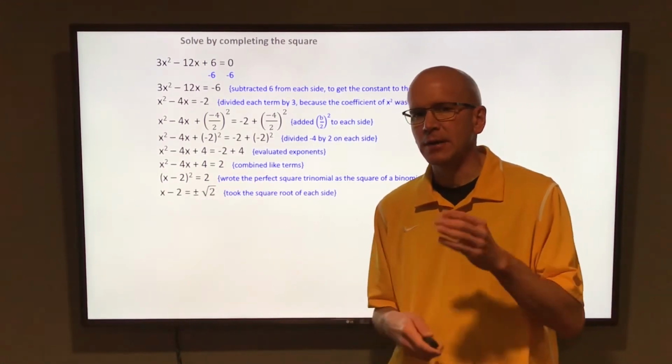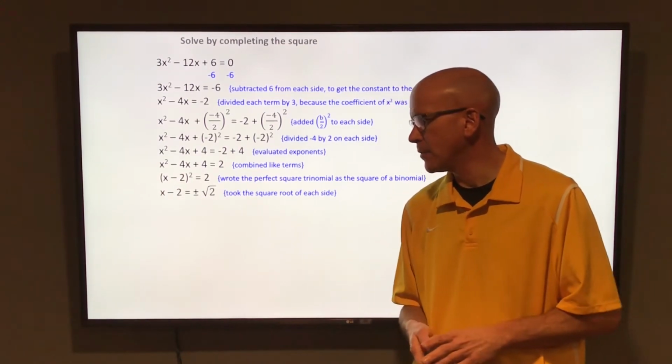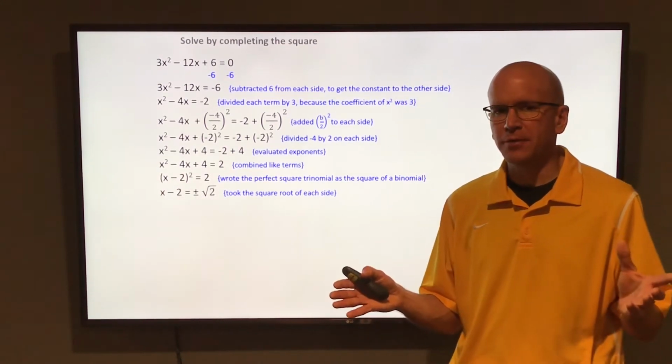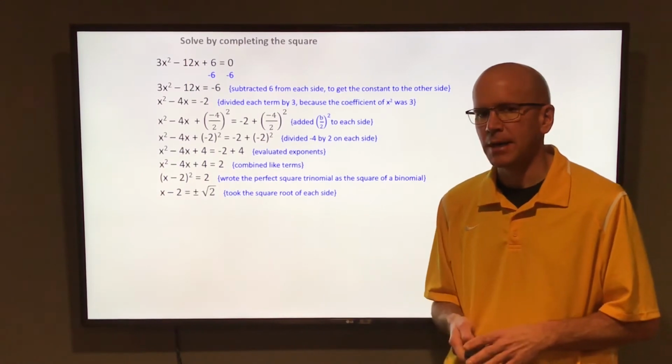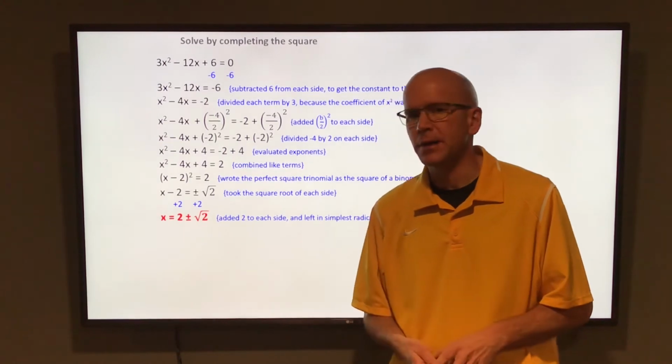And on the right side, you have to take the positive and also the negative square root. So it'd be the positive or negative of the square root of 2. Just one step left, and that's to get that 2 to the right side. Add 2 onto both sides. We end up with x equals 2 plus or minus the square root of 2.